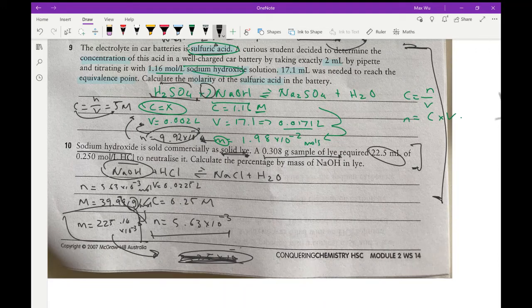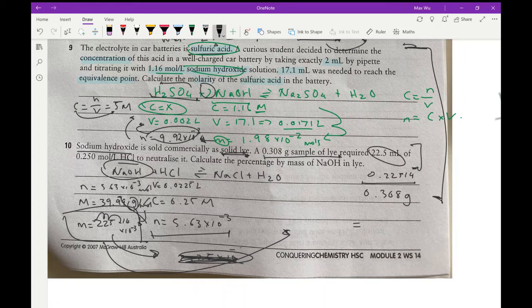Okay, so we'll use this, and this is the mass, right? And we want to find the percentage by mass of sodium hydroxide in lye. So lye has 0.308 grams, and we want the sodium hydroxide inside this, which is negative 3. I'm just going to do it properly: negative 1, 2, 3. That gives 0.22514, and that would be the mass of sodium hydroxide inside the lye, right?